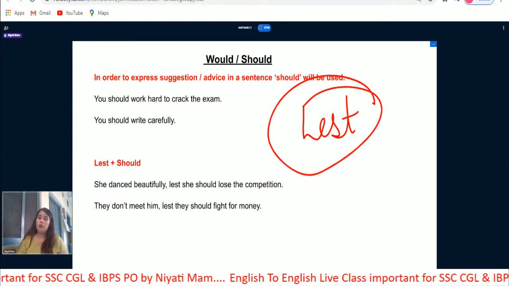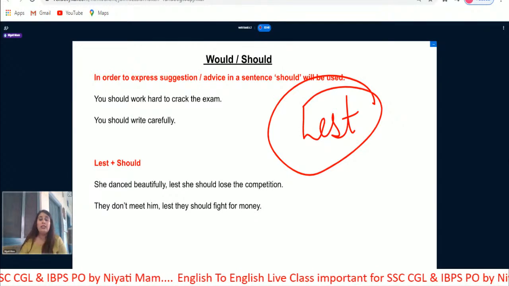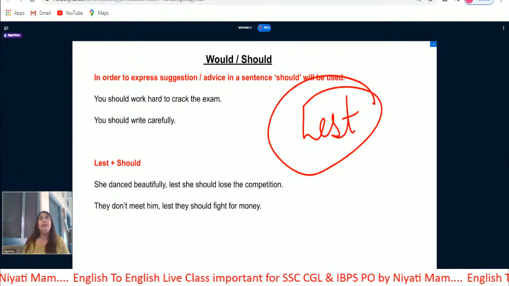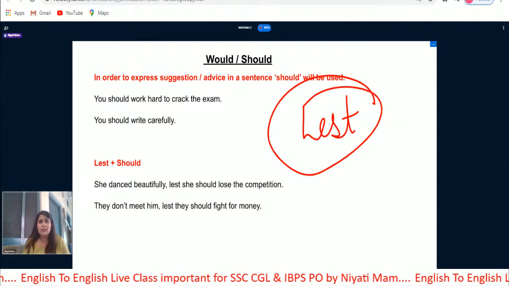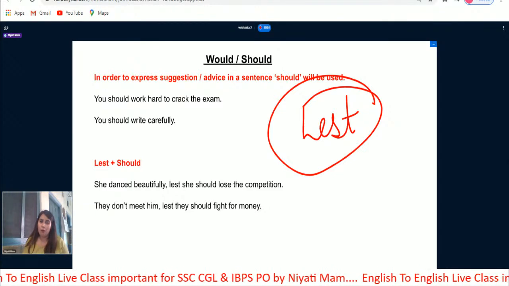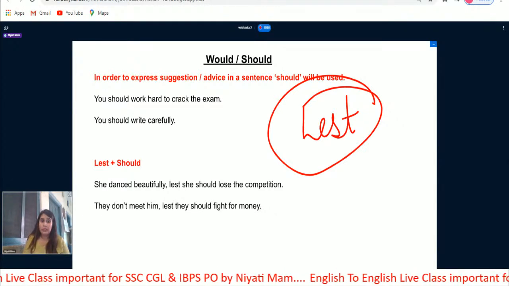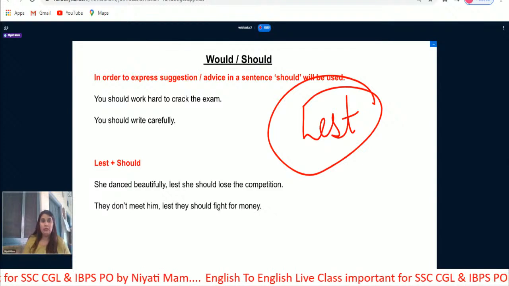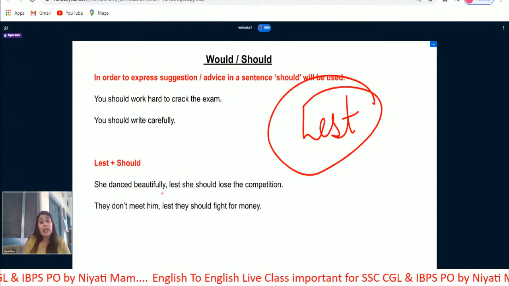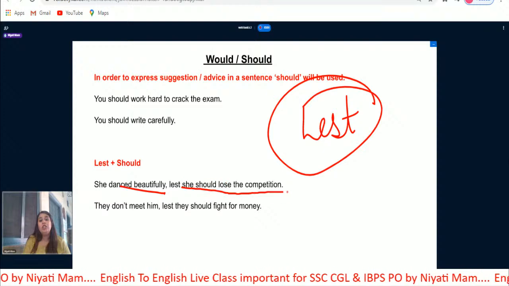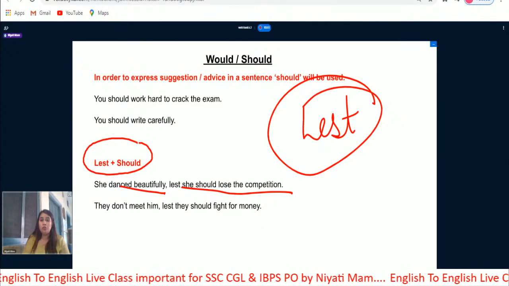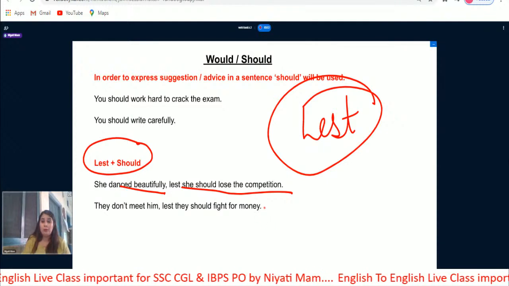Okay, I told you there is another modal which is known as lest. See, you need not get confused about lest. This lest possesses the same meaning as otherwise. If I say, keep a distance, otherwise you will fall. In a similar manner, you can say, keep a distance lest you fall. Are you getting my point? Right. So, she danced beautifully lest she should lose.